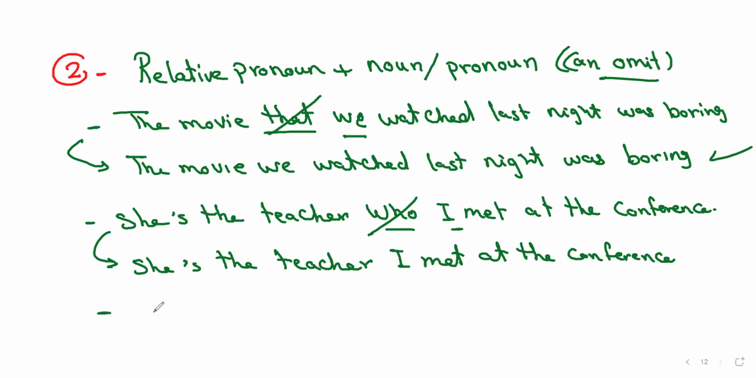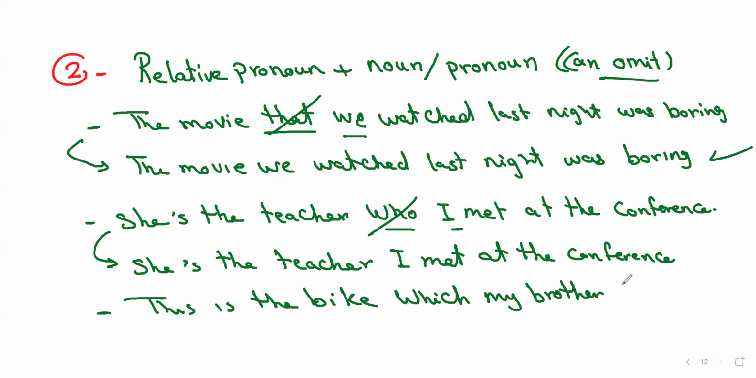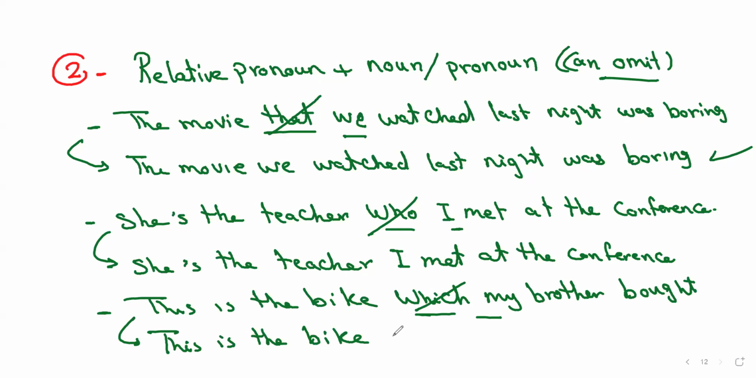Okay, see another example. This is the bike which my brother bought. Which my brother bought, so I can omit it. It will be this is the bike my brother bought directly. My brother bought. So, omit the relative pronoun again. Omit the relative pronoun when it is the object of the relative clause. When the pronoun is followed by a noun or another pronoun, you can omit it. Okay?